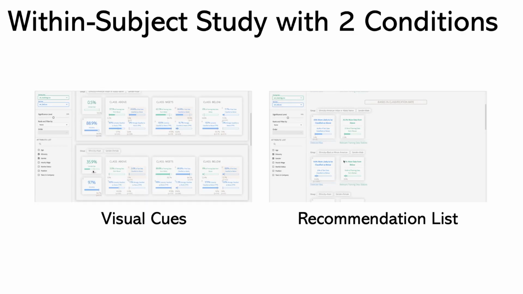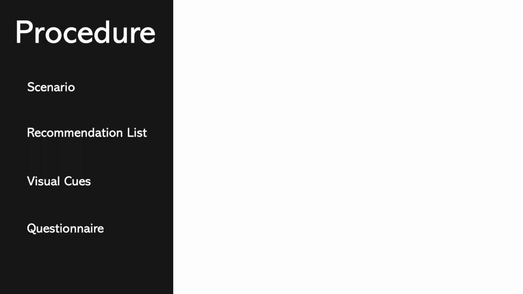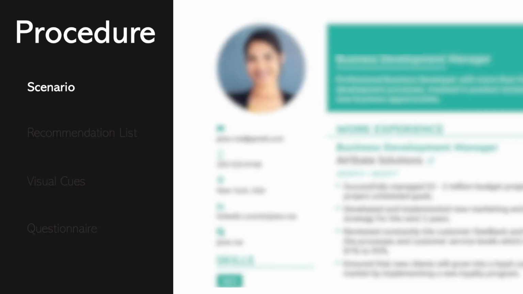It was a within-subject experiment with two conditions. So participants used both prototypes to detect biases in machine learning models. The presentation order of the prototypes was counterbalanced. If a participant started with the recommendation list prototype, here is what she did during the lab study.